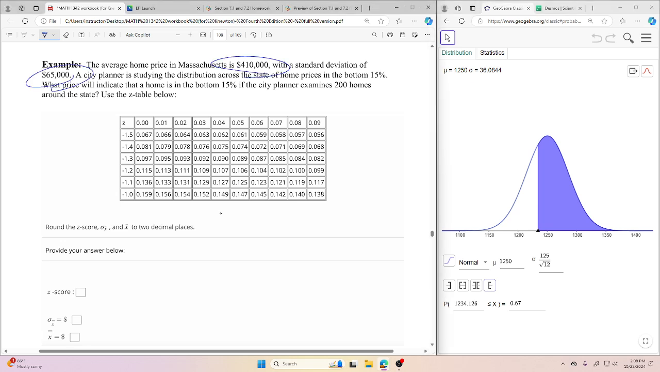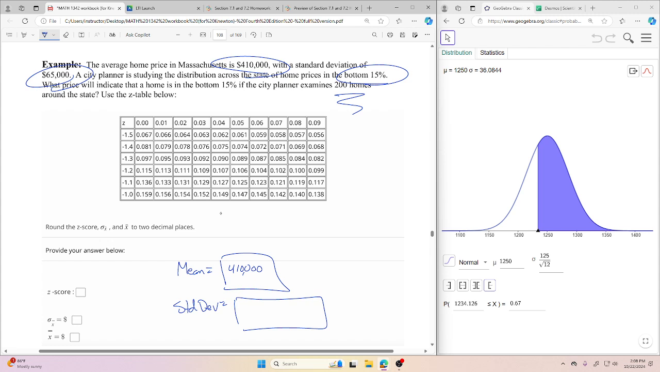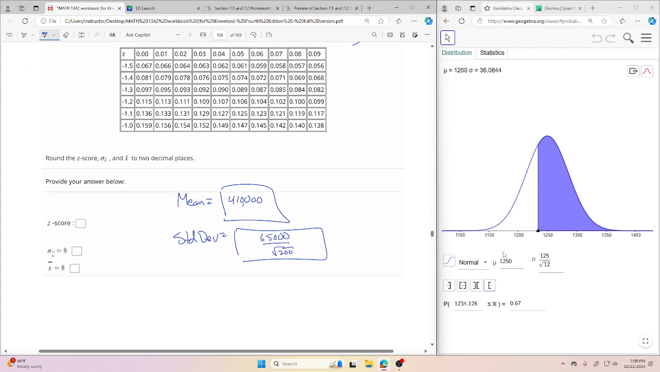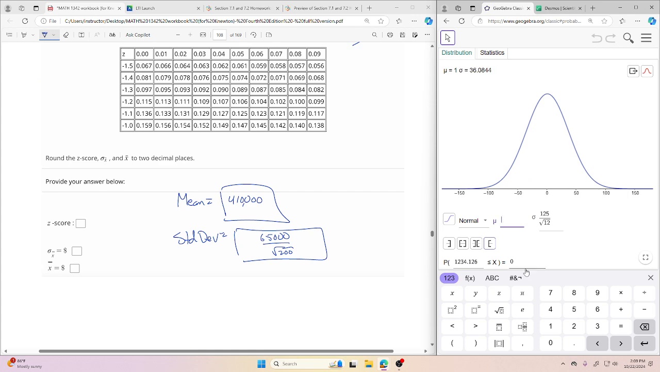So the average is this much, standard deviation that much. Bottom 15%, 200 homes. Let's do it, right? Some of these are easier than others, but let's figure out what my mean would be. What do I put for my mean? Yeah, 400,000. Okay. What's my new standard deviation, what I'm going to be putting in the GeoGebra? Very good. Awesome.